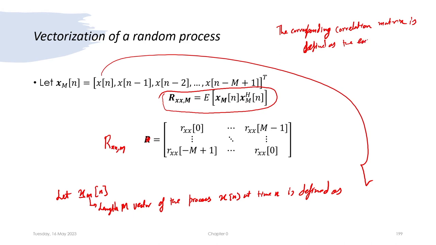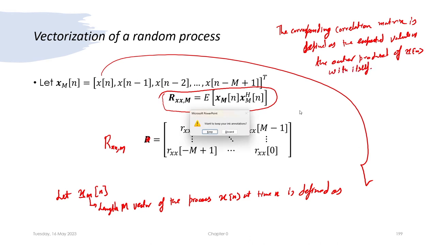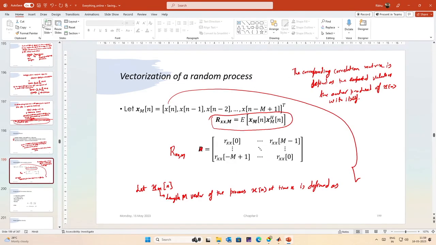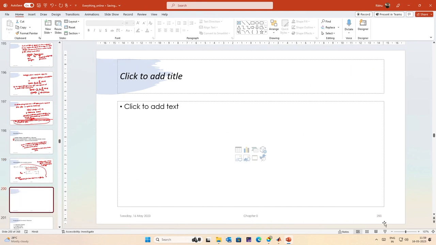as the expected value of the outer product of xm with itself. So let us unravel this correlation matrix in the next slide, and then we will see. So xm transpose, fine. So now let us look at the outer product of this thing with itself.